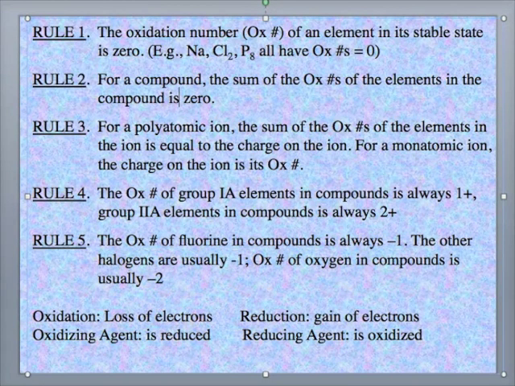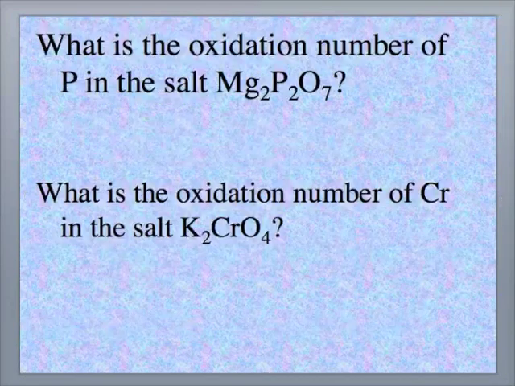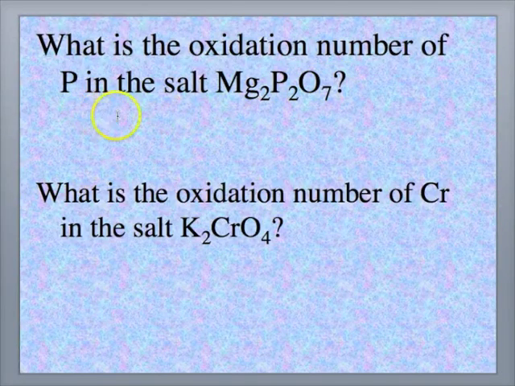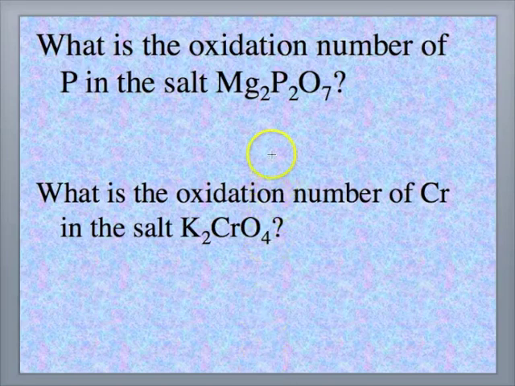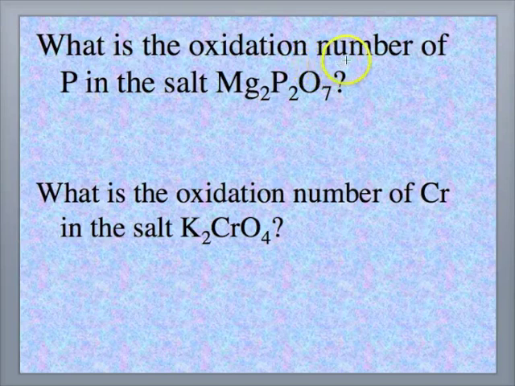Let's calculate some oxidation numbers here. What is the oxidation number of phosphorus in the salt Mg2P2O7? We want the oxidation number of phosphorus in that salt. How would we do it? Well, first of all, it's a neutral compound, so all the oxidation numbers have to add up to 0.